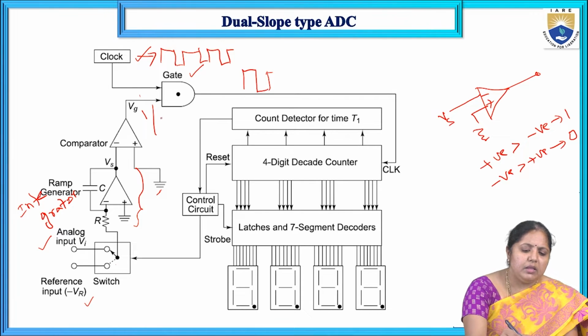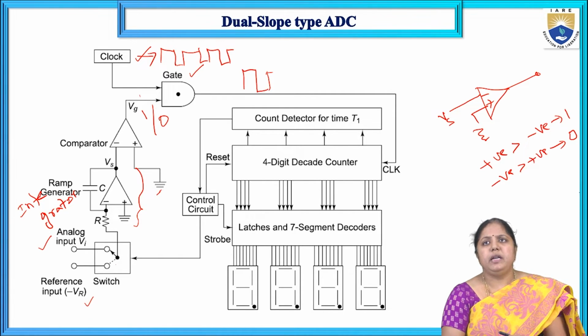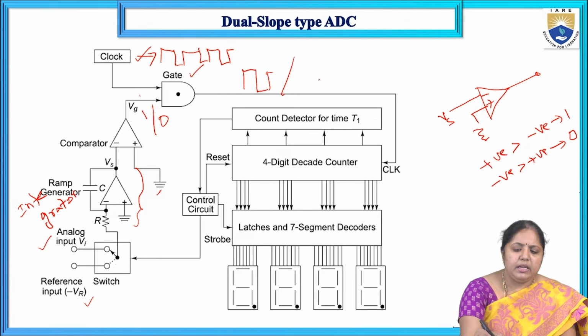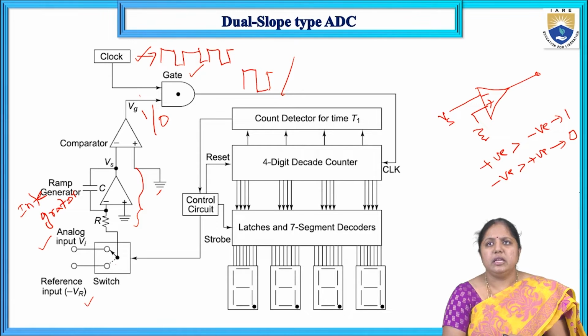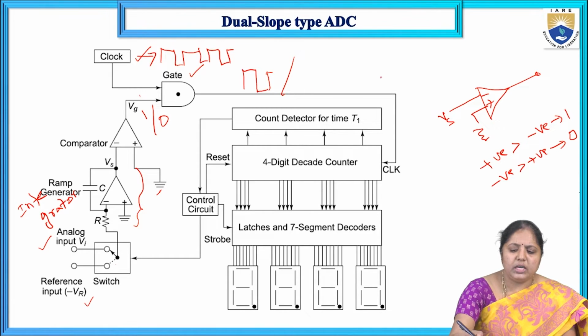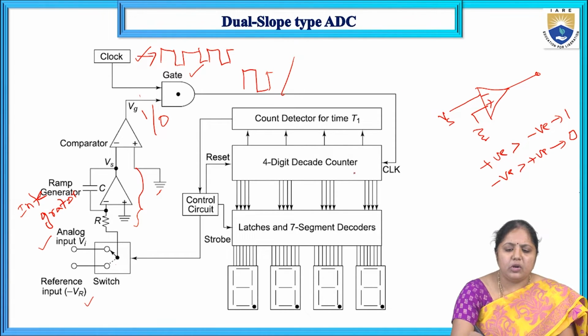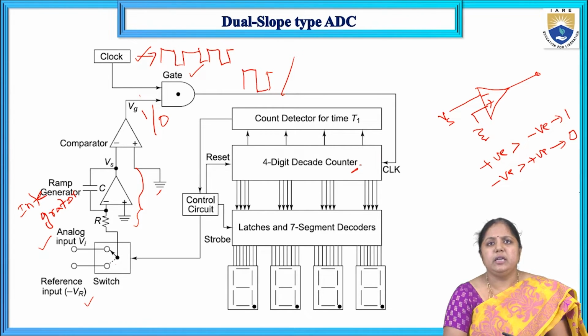Suppose the output of the comparator is equal to 0. At that time, the gate does not allow any passage of the signals. So next, what clock signals are there? The clock signals are given as the input for the 4-digit decade counter.